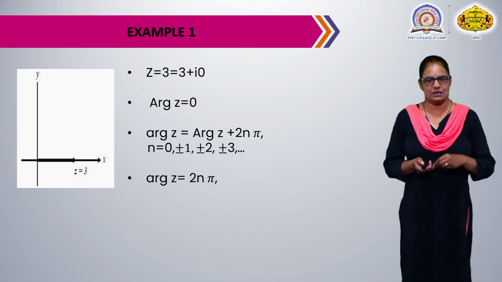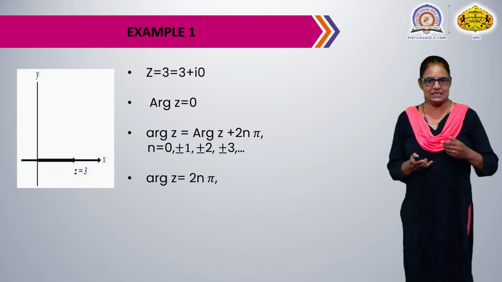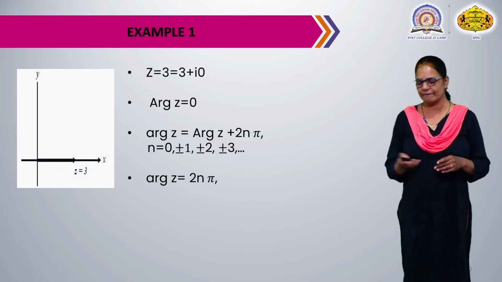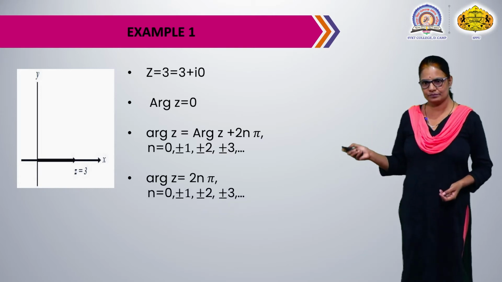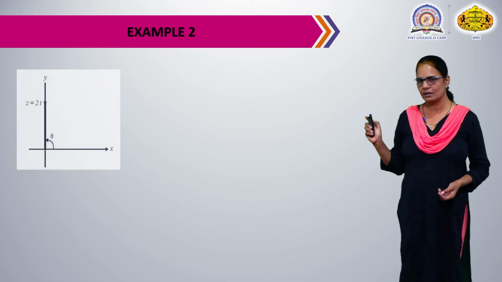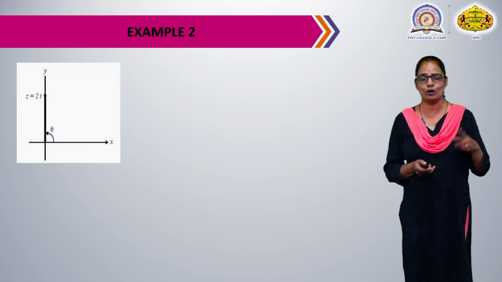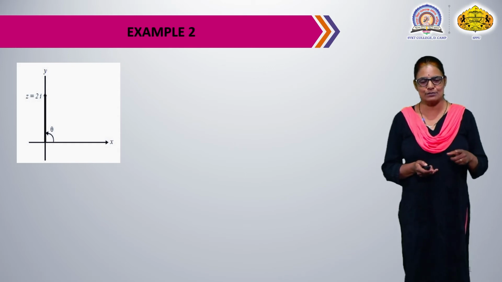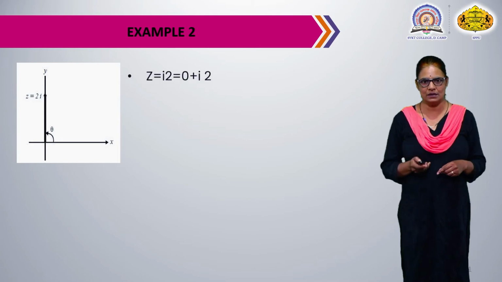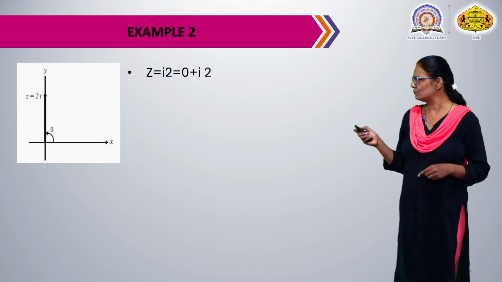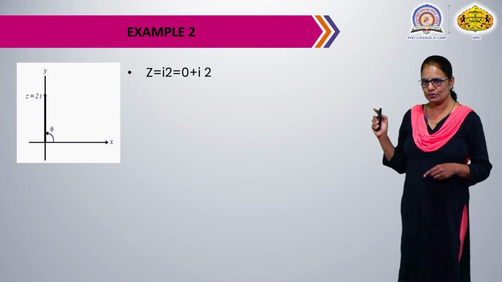So let us continue with the second example. I suggest you observe each and every equation, every example carefully here. In the second example, we consider a complex number on the positive y-axis, that is the positive imaginary axis. Let us consider the number z equals 2i. This can be written as 0 plus i times 2.